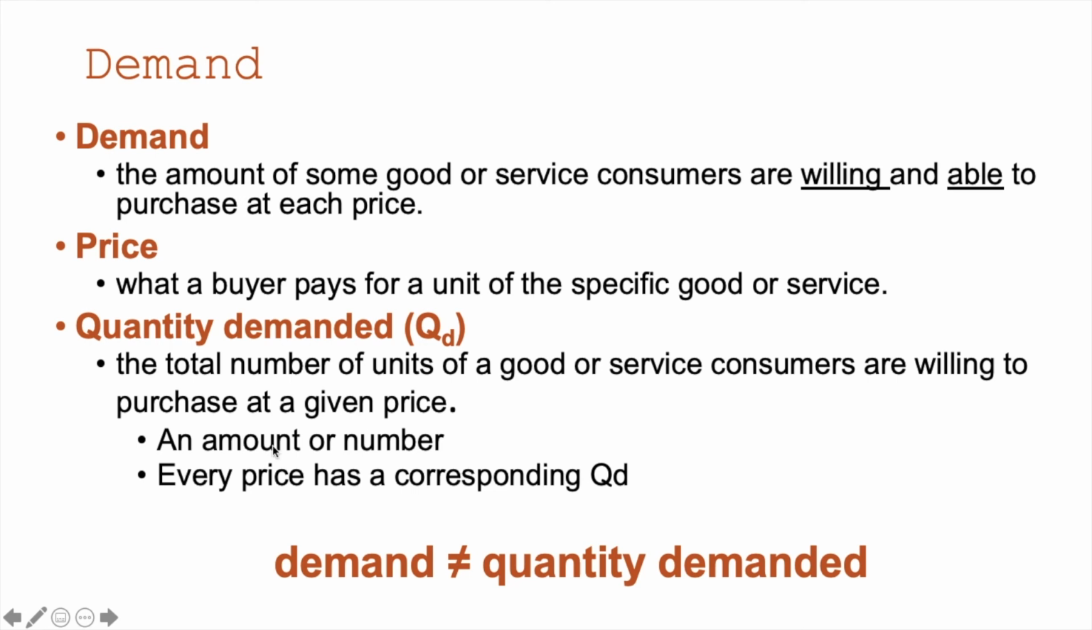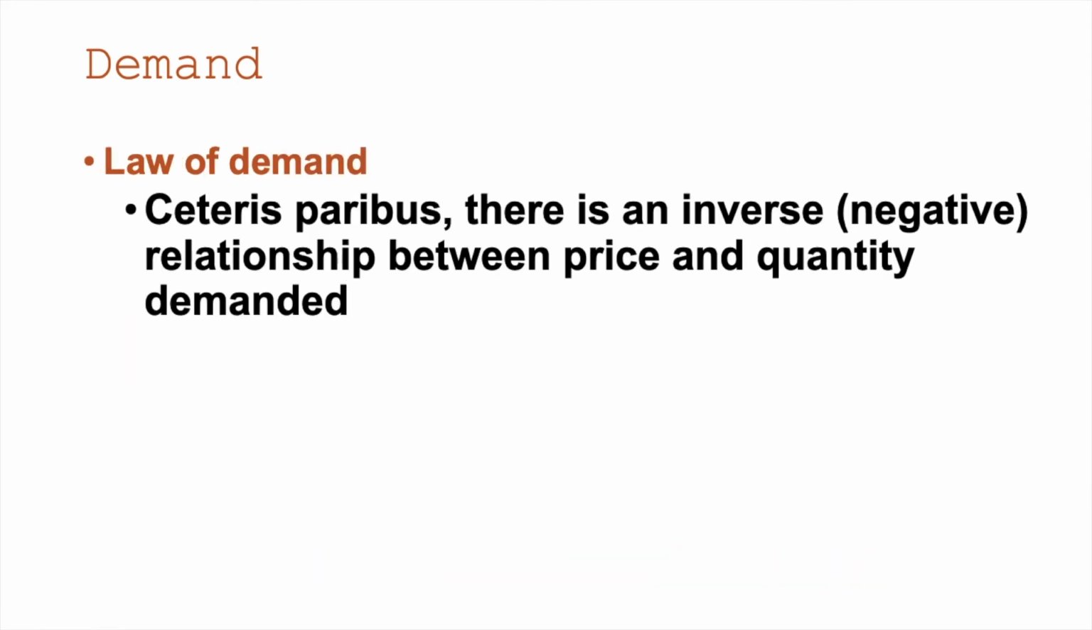All of the quantities demanded with all their corresponding prices, that is demand. It's a complex relationship. So I hope that makes sense. All right, so with demand, there is this thing called the law of demand that says something about our relationship between price and quantity demanded. It says, ceteris paribus, all else equal, there is an inverse or negative relationship between price and quantity demanded.